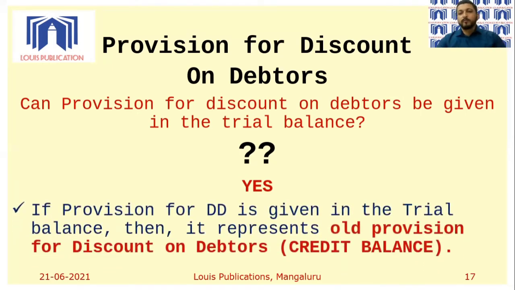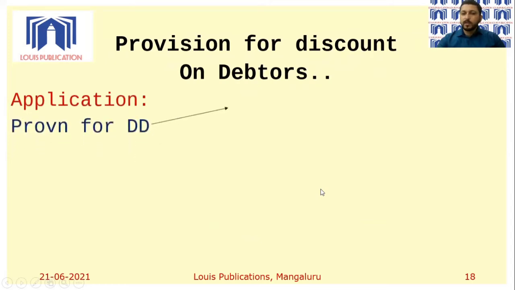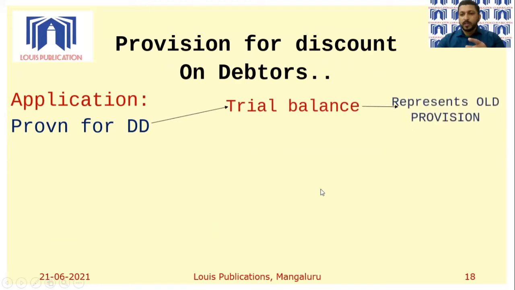Both provision for bad and doubtful debts and provision for discount on debtors appearing in the trial balance will always show credit balance. So if provision for doubtful debt is given in the trial balance, then it represents old provision for discount on debtors and it will always show credit balance. So let's look at the application. If given in the trial balance, only one effect, and that represents the old provision, that is provision created out of profits of last year.